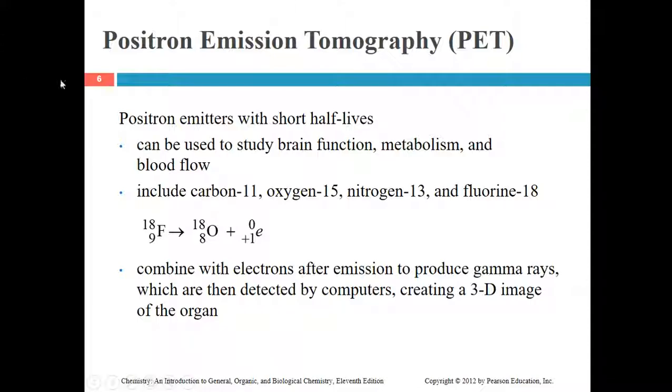Anyway, positron emitters with short half-lives can be used to study brain function, metabolism, and blood flow. These include carbon-11, oxygen-15, nitrogen-13, and fluorine-18. They combine with electrons after emission to produce gamma rays, which are then detected by computers, creating a 3D image of the organ.